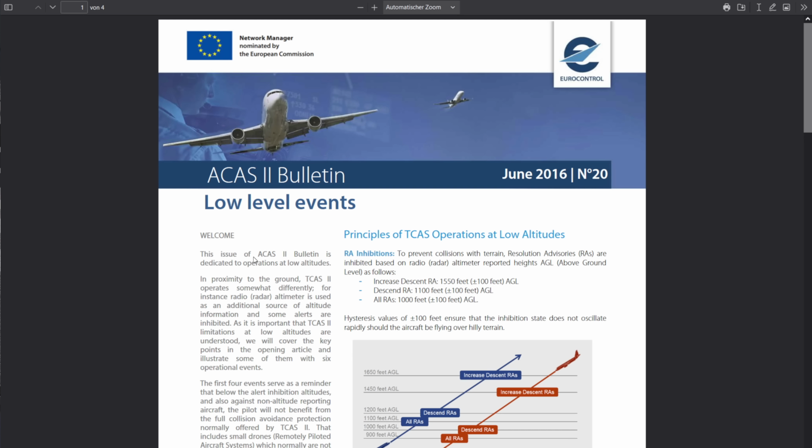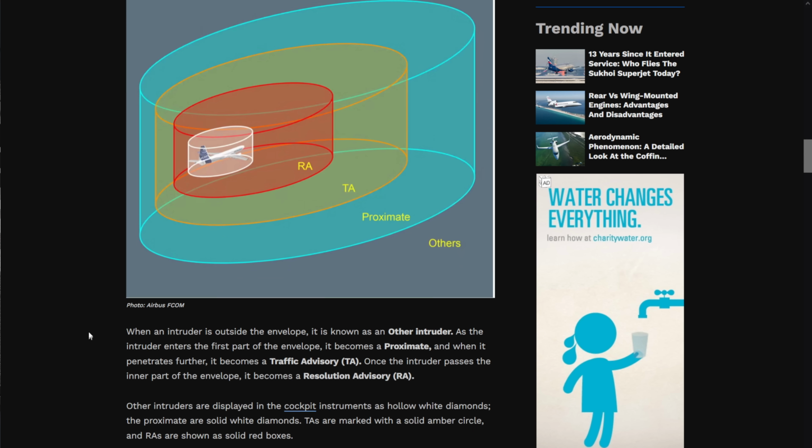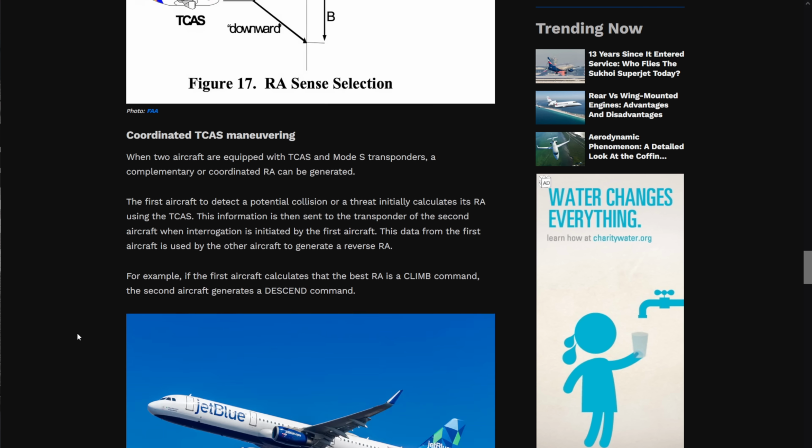Now let's have a very quick look into how TCAS works on the way down. We already see a very good graphic over here from Eurocontrol, but let's just have a look at the Simple Flying article, where they do have the original Airbus FCOM graphic, which is quite useful in this situation.